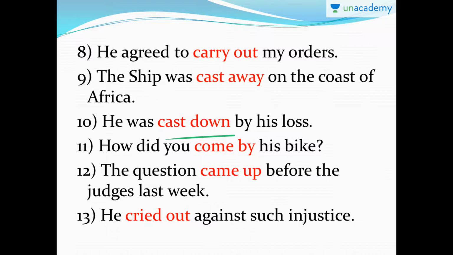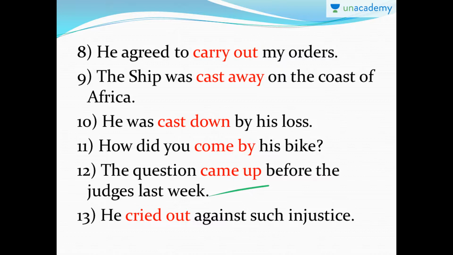Next one. How did you come by his bike? That means how did you get his bike? Maybe it was lost, so you found it. So how did you come by his bike, or come by his purse, or come by his pen? Come by is to get or to find. Next one. The question came up before the judges last week. The question came up, that means it was raised. It was brought up for discussion. That means it was put forth to be discussed. The question came up before the judges last week.